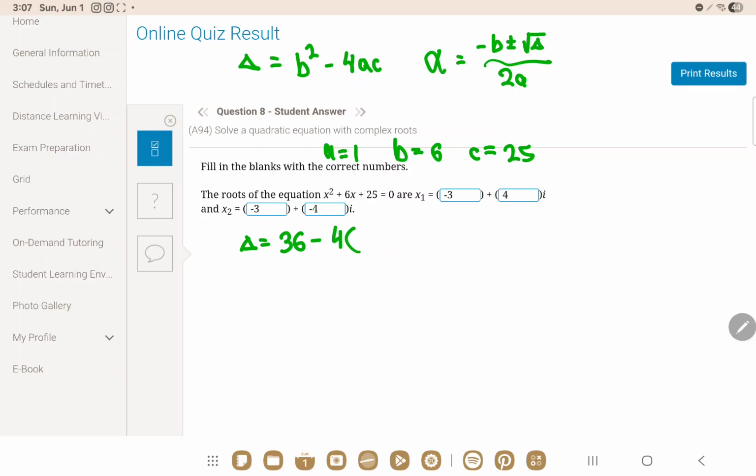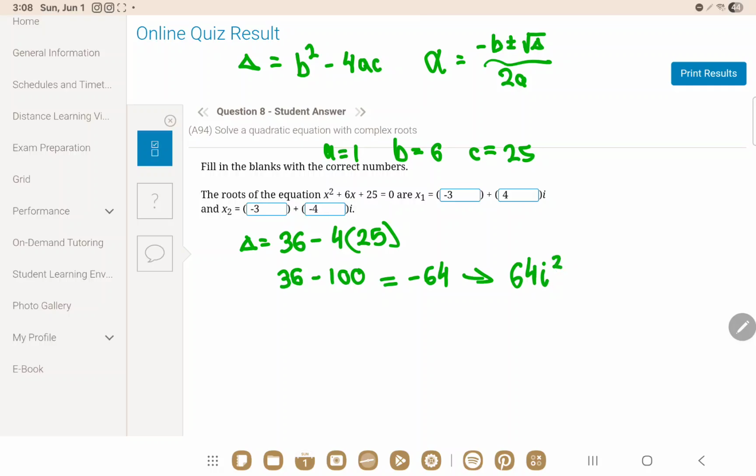Now, 36 minus 4 into 1 into c. So 36 minus 100, basically, which is, let me do it on my calculator, 36 minus 100, which is negative 64. Again, what did we say this is? We said it is basically 64i squared, because i squared is negative 1.